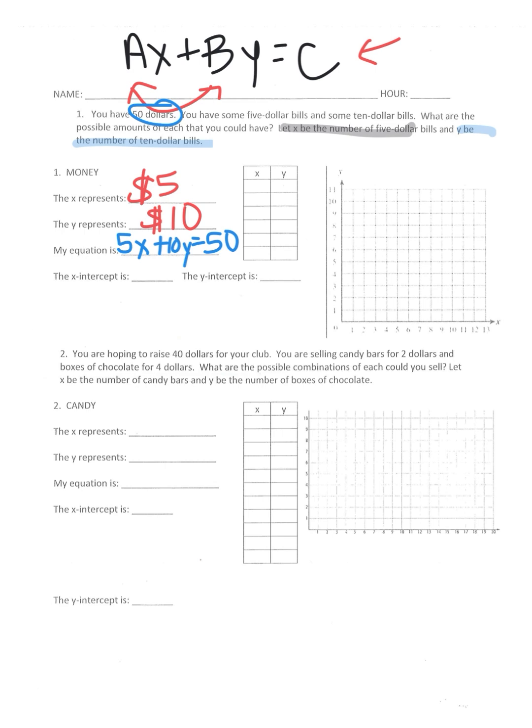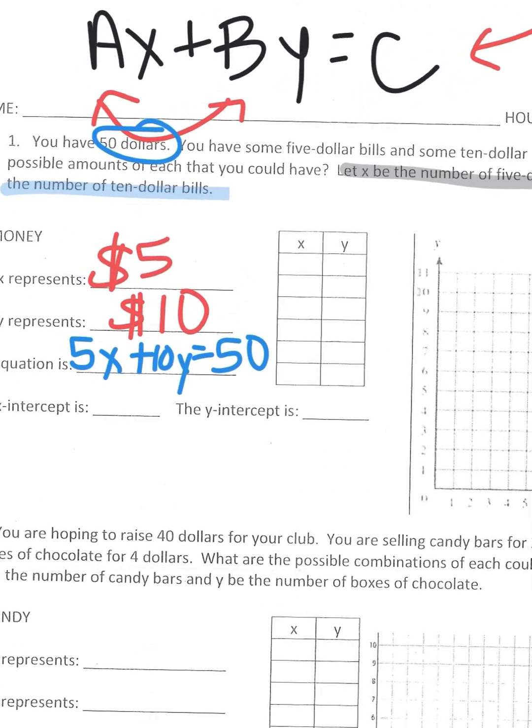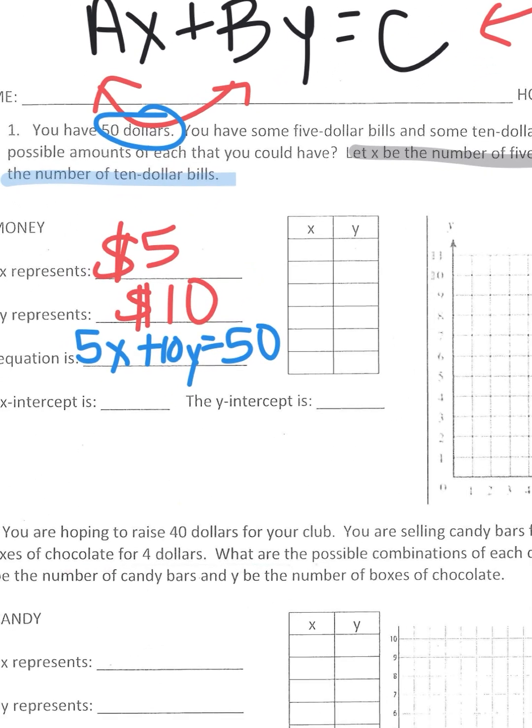So there are different combinations that I could have to get to a total of $50. There's not just one combination. So, for example, I could have 0 $5 bills. If I had 0 $5 bills, it would look like this in my equation, and 10y equals 50. So this is 0. So 10 times what gives me 50? That would be 5. So I would have 5 $10 bills. 5 times 10 is 50.